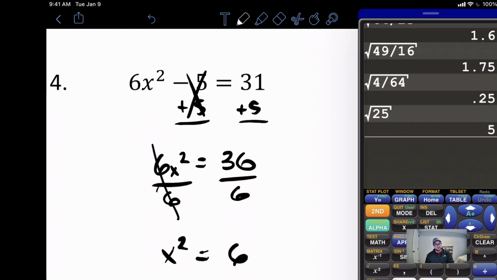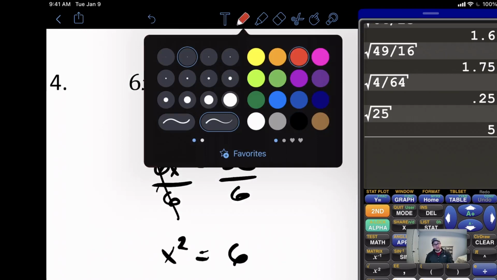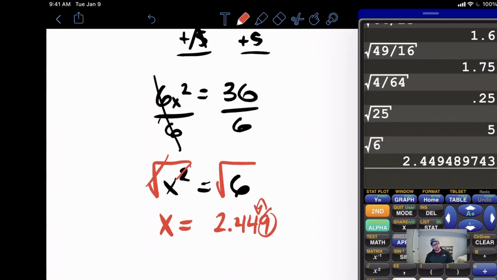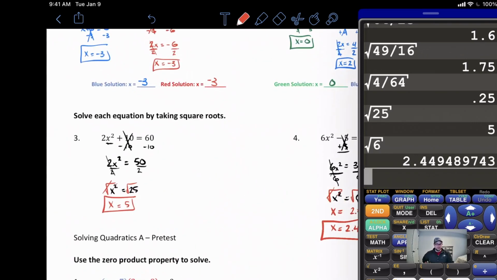At this point, we want to take the square root of both sides, so the square root and the square root, and we're going to see that these two pieces cancel each other out. So we're going to be left with x is equal to the square root of 6, which is 2.449, and remember 9's bigger than 5, so we round that up to 2.45, and just like that we are done.